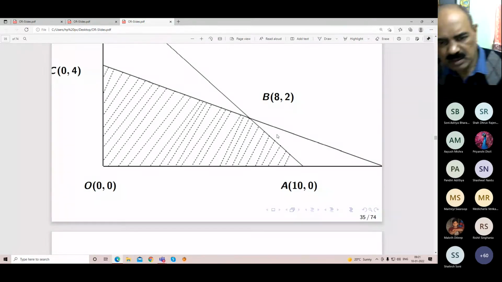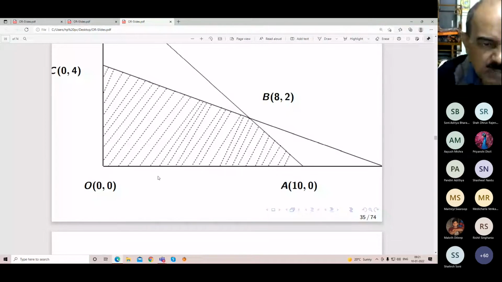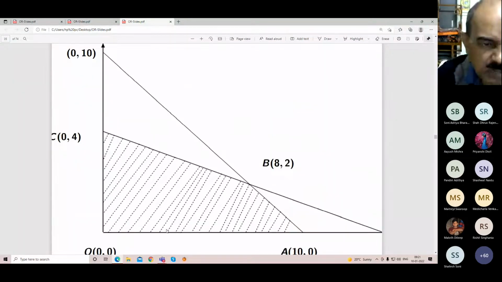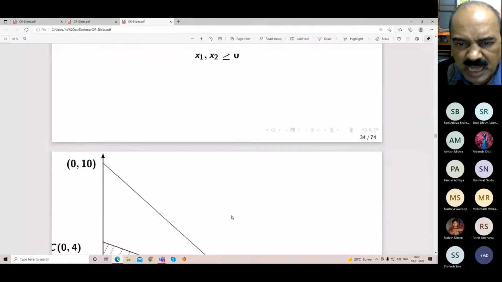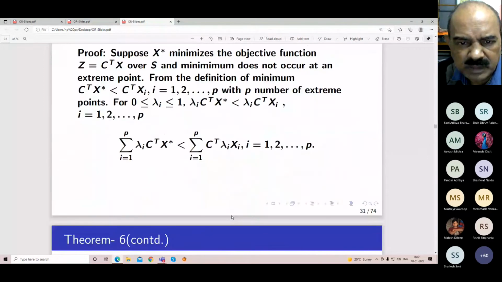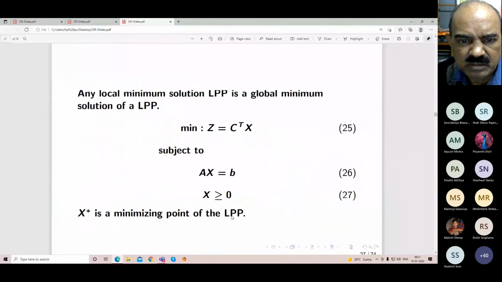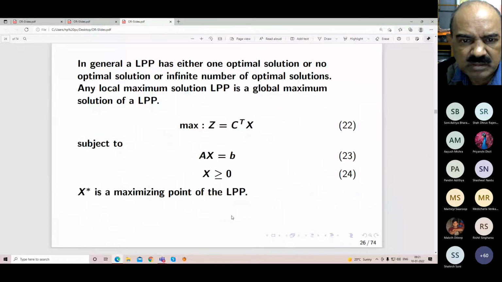See, there are 4 points we have got: 0, 0; 10, 0; 8, 2; and 0, 4. These 4 points are the extreme points. These 4 points are the basic feasible solutions. Now I am going to the example we have discussed.